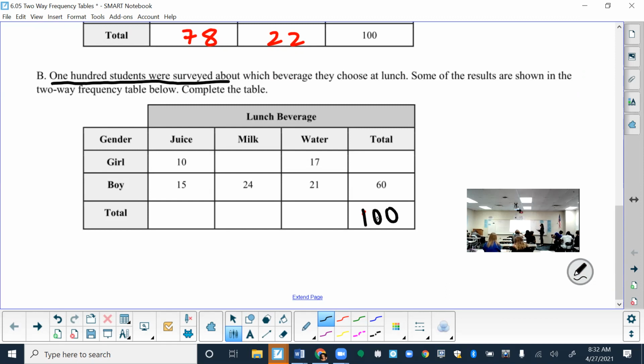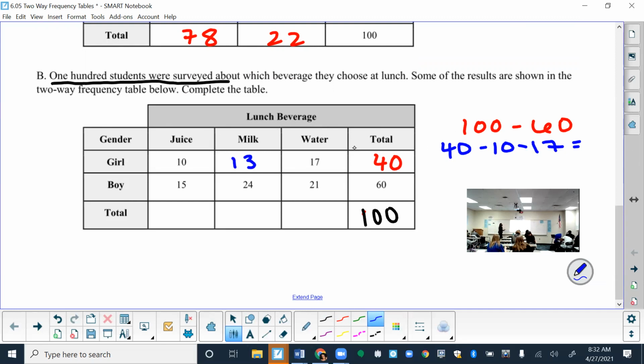All right, so 100 goes there, and now that that's there, what can I fill in? Like what maybe goes in this one? Oh, 40. Good, because we do 100 minus 60, so we can fill that one in. Now that this one's there, we can fill in this one. So what goes there? 13. All right, that sounds correct. And it is, good. So 40 minus 10 and 17, good.